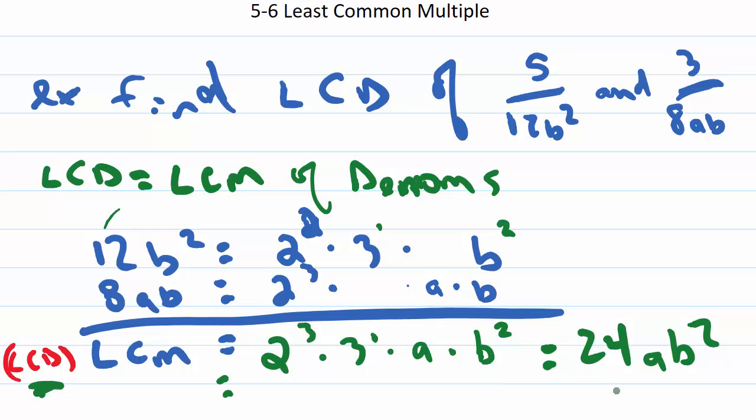Okay, so the lowest common denominator of 5 over 12b squared and 3 over 8ab is the lowest common multiple of 12b squared and 8ab, which is 24ab squared. So the lowest common denominator of these two things is 24ab squared.